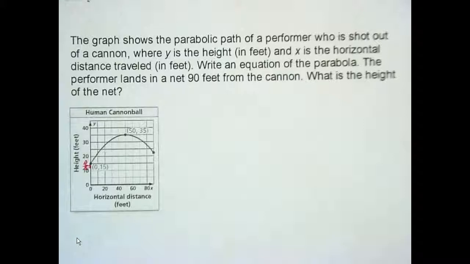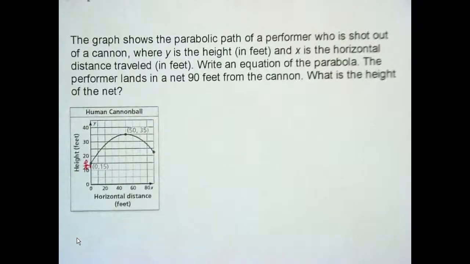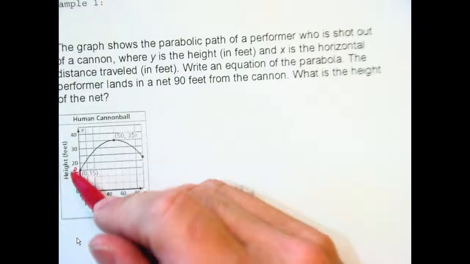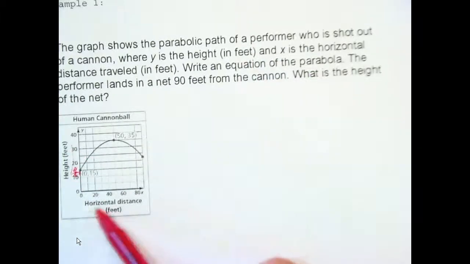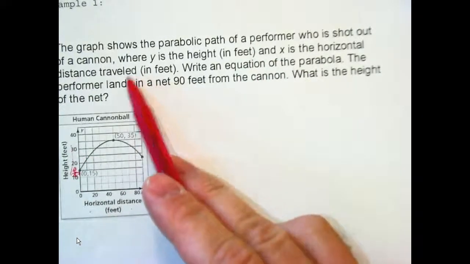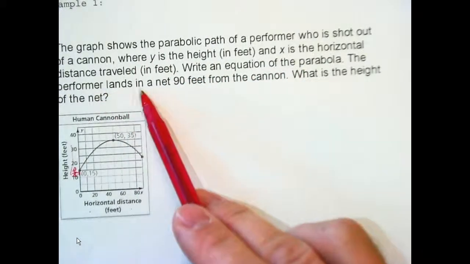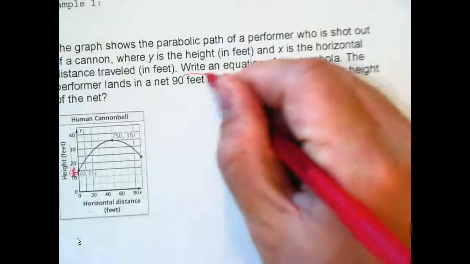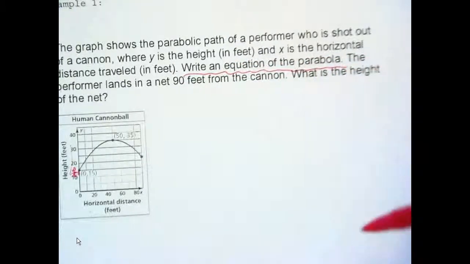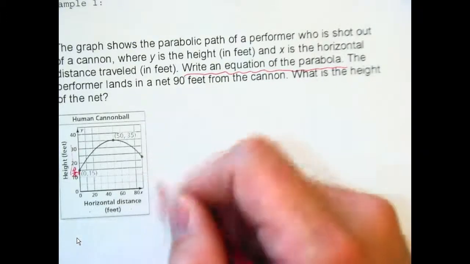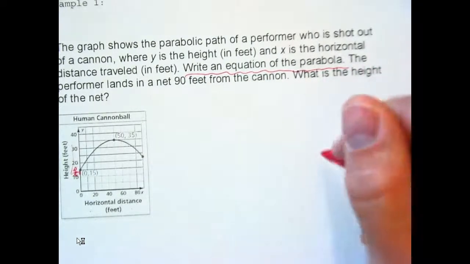This is on my paper here, so you guys are just following along without getting too distracted. This performer is shot out of the cannon, where y is the height in feet and x is the horizontal distance in feet traveled. Write an equation of the parabola. Let's start with that. And then the performer lands 90 feet from the cannon in a net. What is the height of the net?